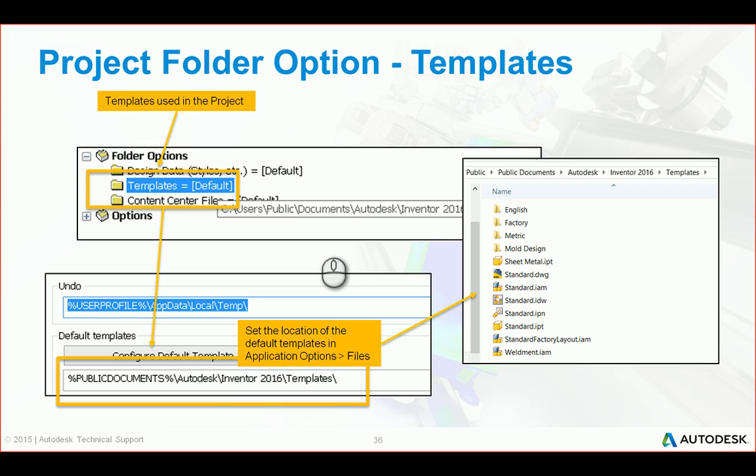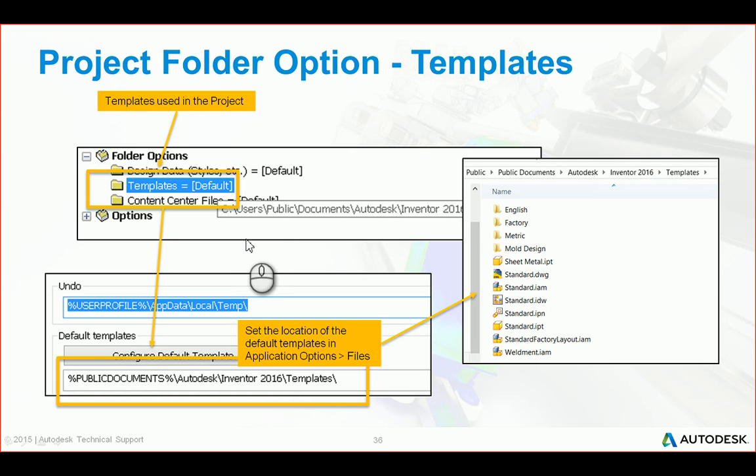Okay, you'll notice that in the project file, the default location is Users, Public, Documents, Autodesk, Inventor 2016, Templates. Well, that's the same location that's in the application options. So just to show you how those are there. These can point to a location out on the network so that everybody is using the same set of template files rather than off of a particular machine.